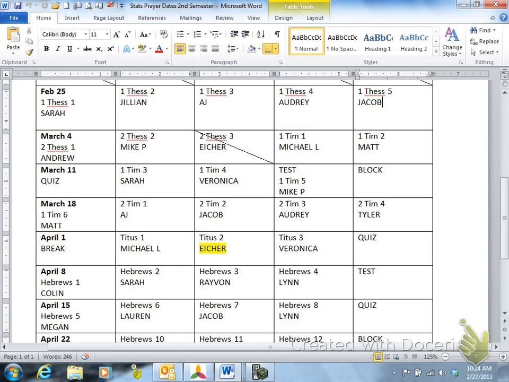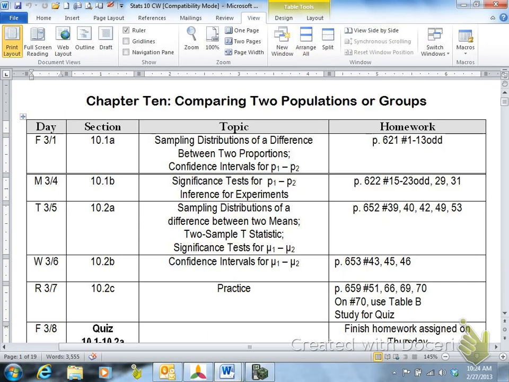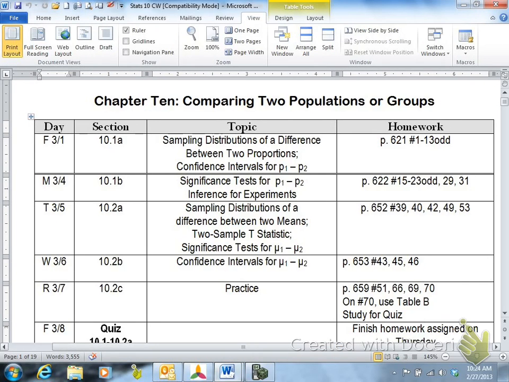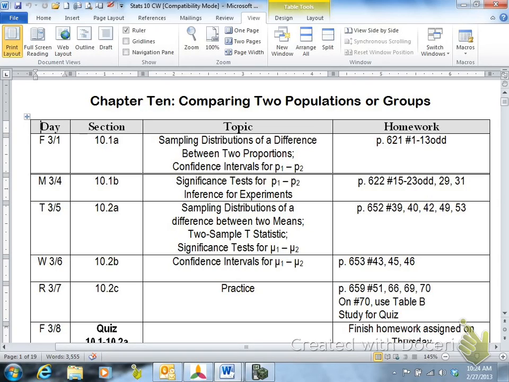So let's begin. The substitute will pass out, or has already passed out, the class notes that look like this. Chapter 10. We only have 2 more chapters after this one. Congratulations. Chapter 10 is really similar to the previous chapter 9. All that we now have 2 populations, or 2 groups, that we'll be comparing in this chapter. So you notice your homework, and today's Friday. So let's begin.